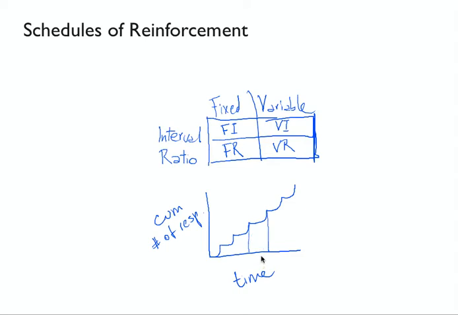Now, with a fixed ratio schedule, what you typically see is a pause followed by a ramp of responding. Something sort of like this. We often refer to this pause as the post-reinforcement pause, or PRP.